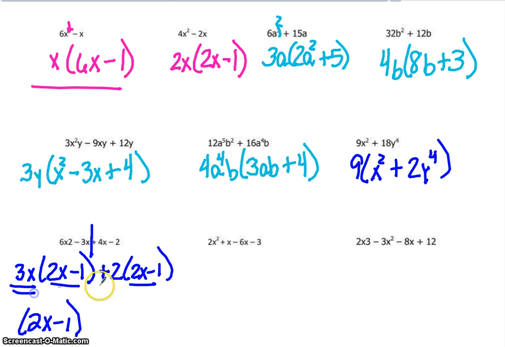Then you take what you pulled out each time and turn that into the other set of parentheses. So open, and it becomes 3x plus 2. That's your answer. So looking at the next one, we're going to start by cutting it in half.